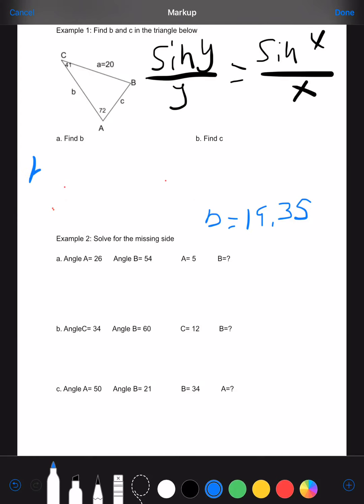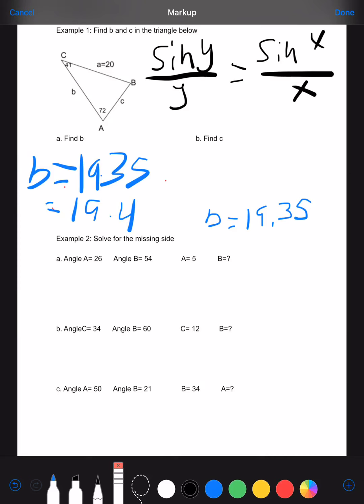So I'm going to write our answer for this over here. We got 19.35. Or let's round that up. So 19.4. Oh, that's a bad 4. 4. Okay. Erase. Okay, so now we're going to do the same process for C. So C.